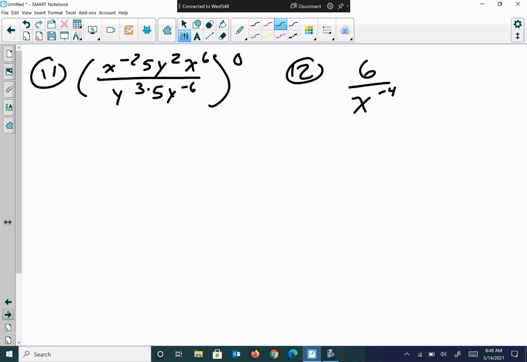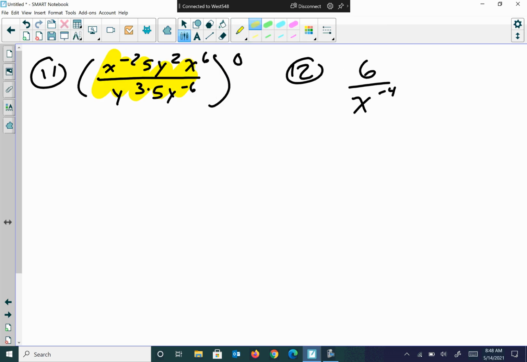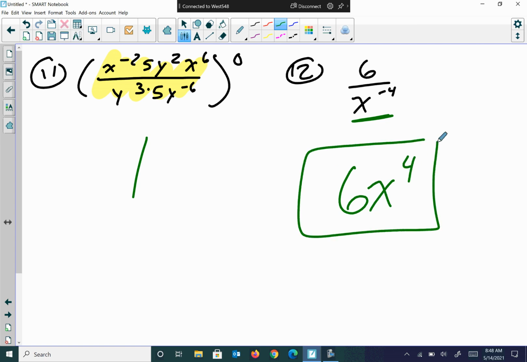Number 11. This is the simple one, isn't it? That whole thing's raised to the 0 power, so the answer is 1. This wants to switch spots. 6 stays up on top, so I get 6x to the 4th. All done. Don't miss number 11. Make sure you get the full points on that one.